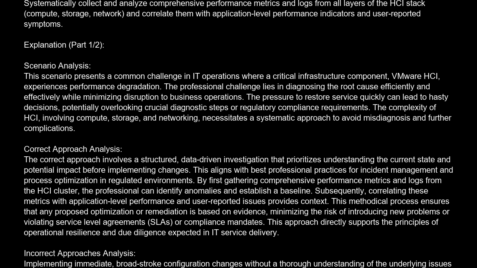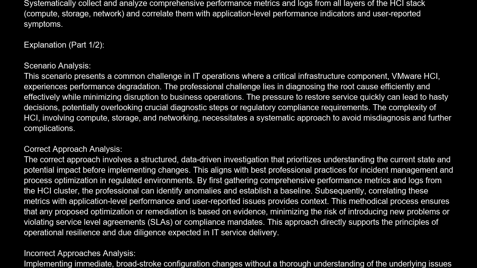Explanation. Scenario analysis. This scenario presents a common challenge in IT operations where a critical infrastructure component, VMware HCI, experiences performance degradation. The professional challenge lies in diagnosing the root cause efficiently and effectively while minimizing disruption to business operations. The pressure to restore service quickly can lead to hasty decisions, potentially overlooking crucial diagnostic steps or regulatory compliance requirements. The complexity of HCI, involving compute, storage, and networking, necessitates a systematic approach to avoid misdiagnosis and further complications.